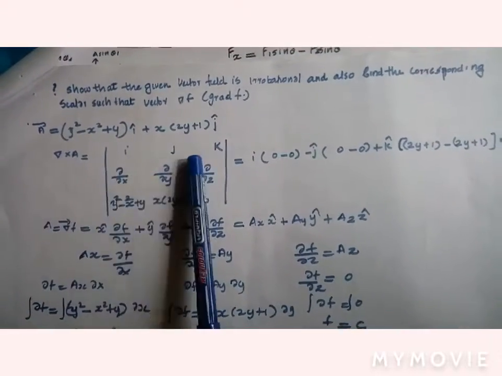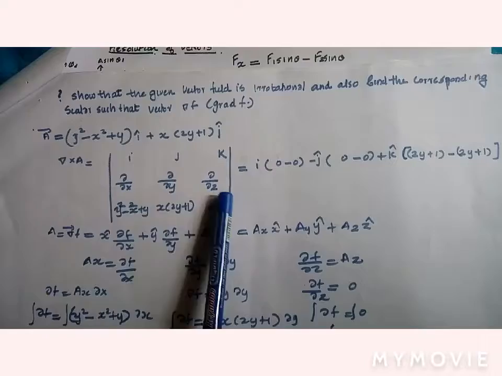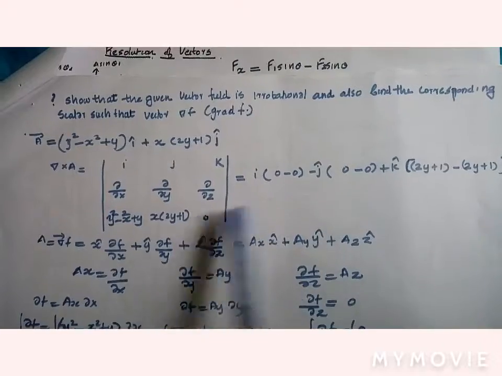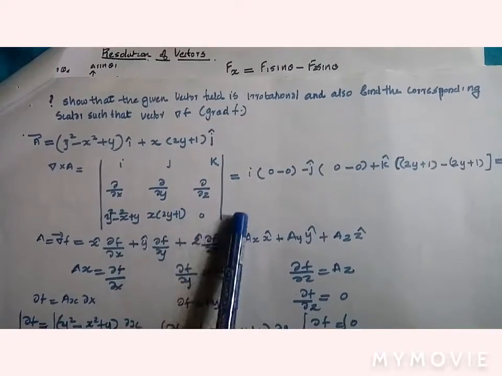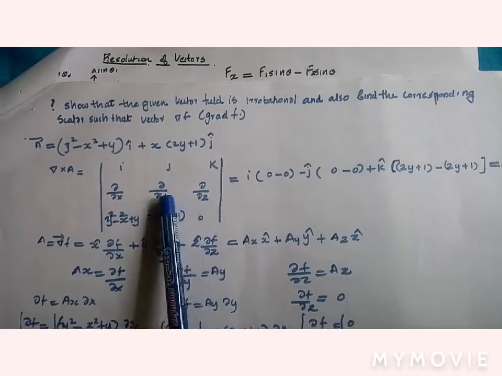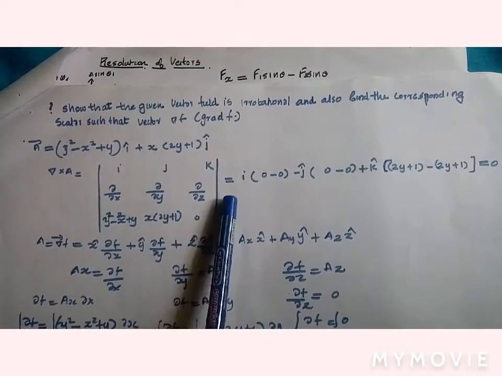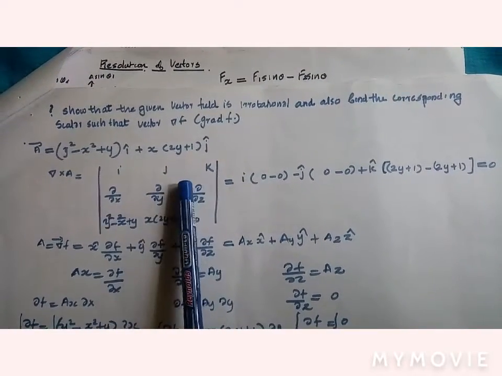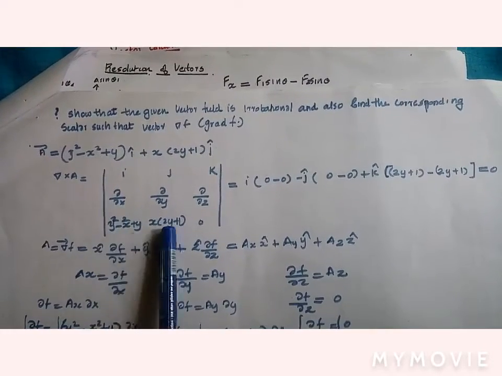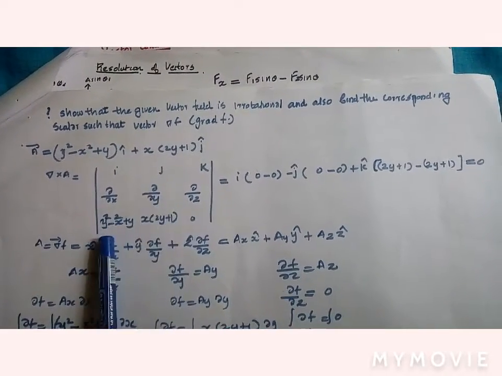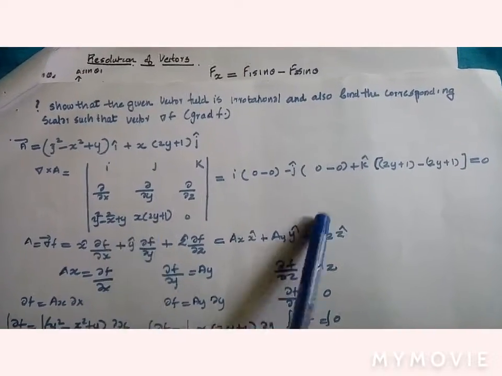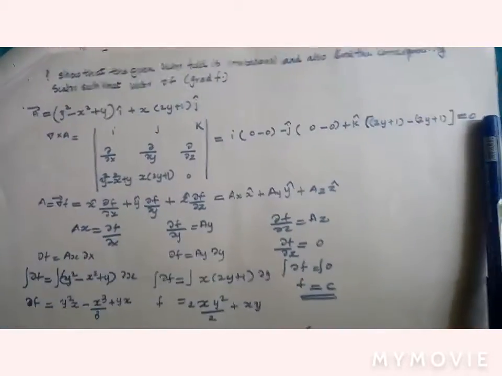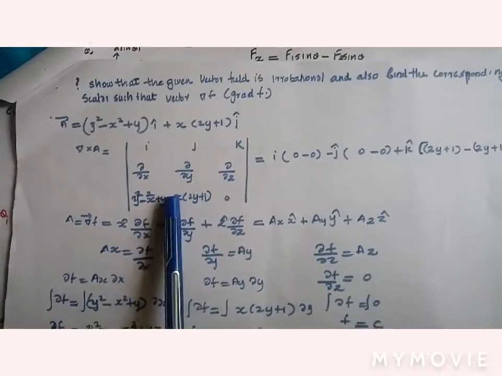So the determinant of i, j, k, dou by dou x, dou by dou y, dou by dou z, y square minus x square plus y, x into 2y plus 1, 0. We expand the determinant: i into dou by dou y of 0 minus dou by dou z of x into 2y plus 1, minus j into dou by dou x of 0 minus dou by dou z of y square minus x square plus y, plus k into dou by dou x of x into 2y plus 1 minus dou by dou y of y square minus x square plus y. From that we get k into 2y plus 1 minus 2y plus 1, and every term is equal to 0. So we get that it is an irrotational vector.